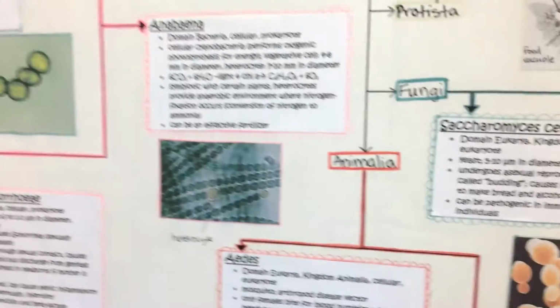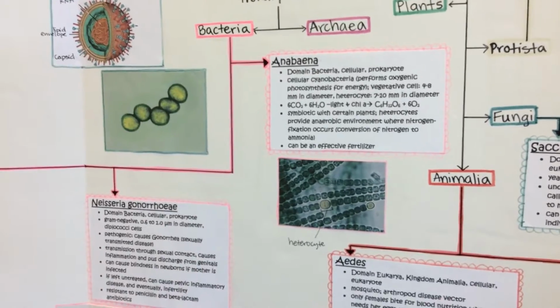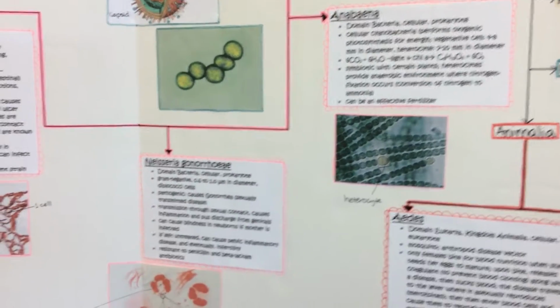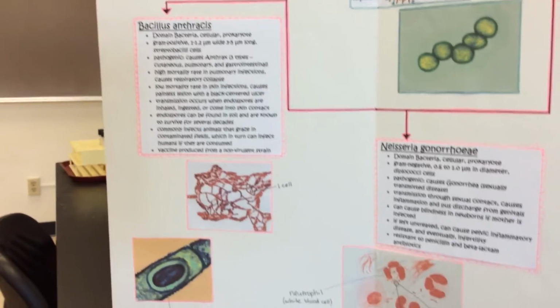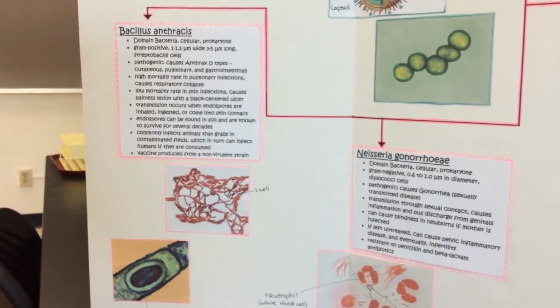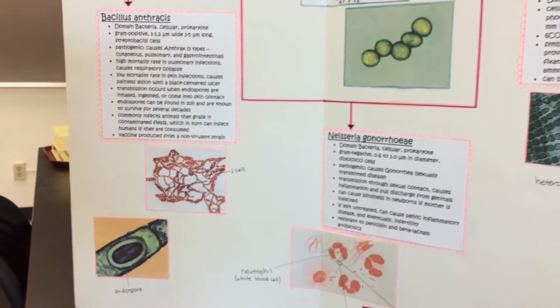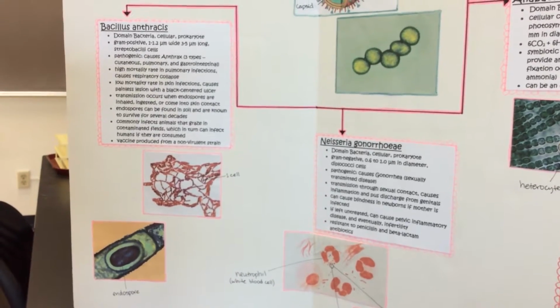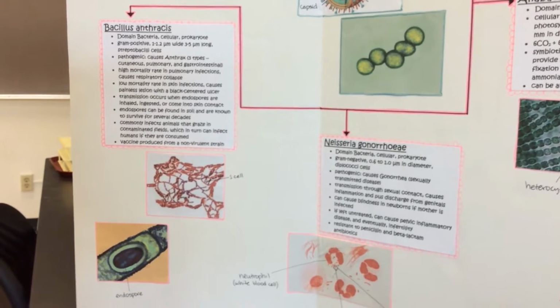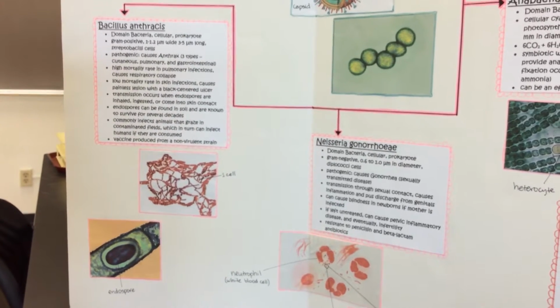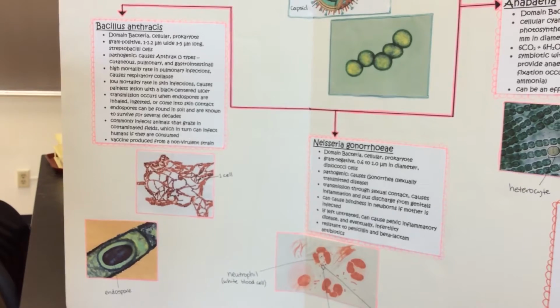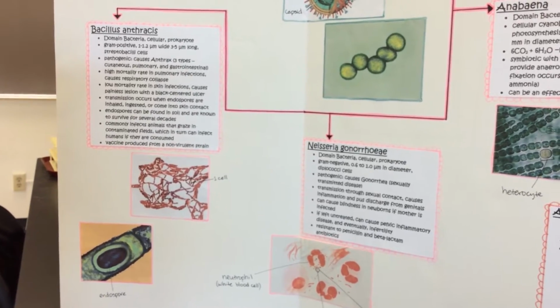Okay, we're still within domain bacteria, so we're going to ooze our way over here to look at a bacterial pathogen by the name of Bacillus anthracis. Now, Bacillus anthracis, as you might guess, causes the infectious disease anthrax. And there's three ways that we or other organisms can become infected with the anthrax bacterium.